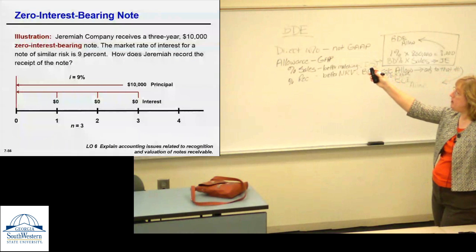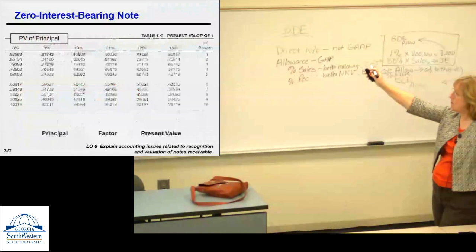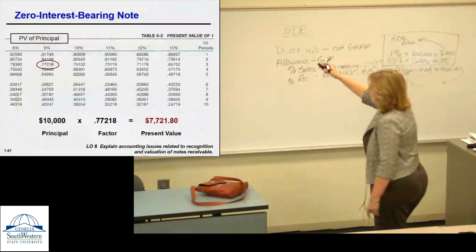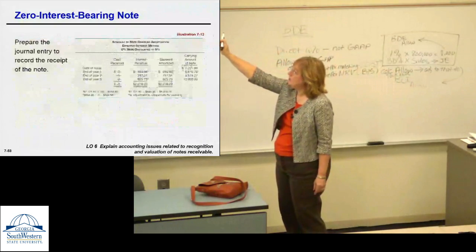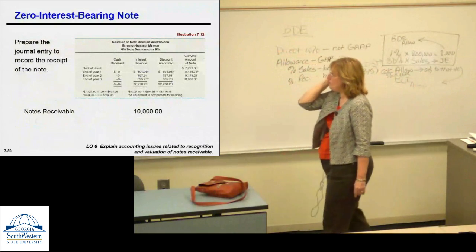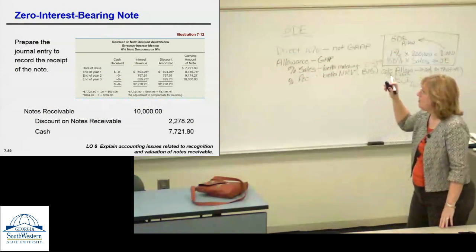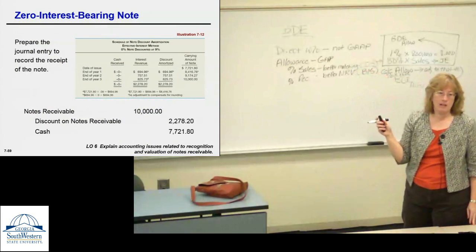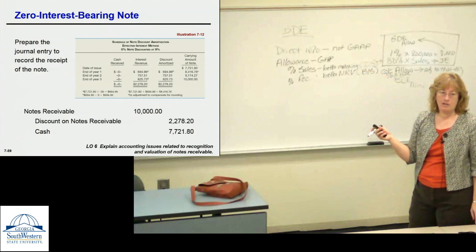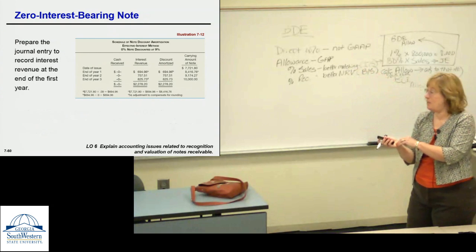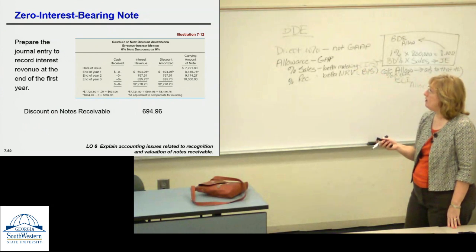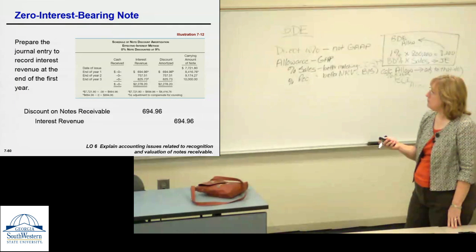In year one, you're going to amortize the $694. See, this is on the table here. And then in year two, it's $757. So the carrying amount of the note changes until it gets up to the end of year three. The note is on your books at $10,000 because that's what they're going to pay you. Okay. And this is an interest-bearing note, kind of the same thing.